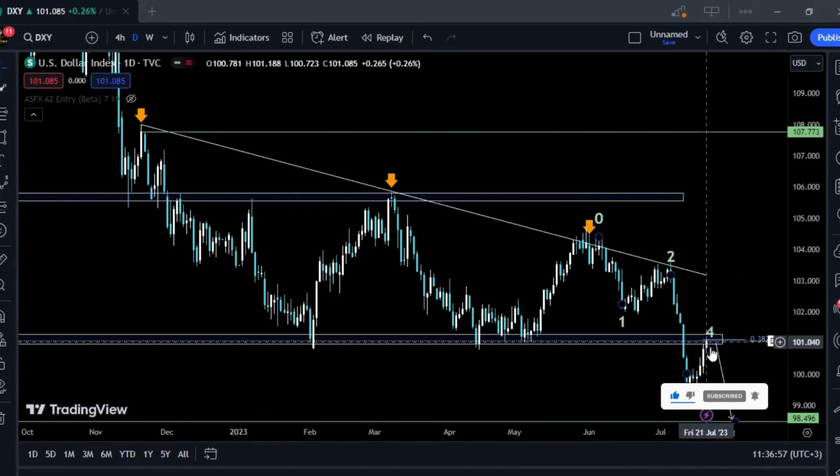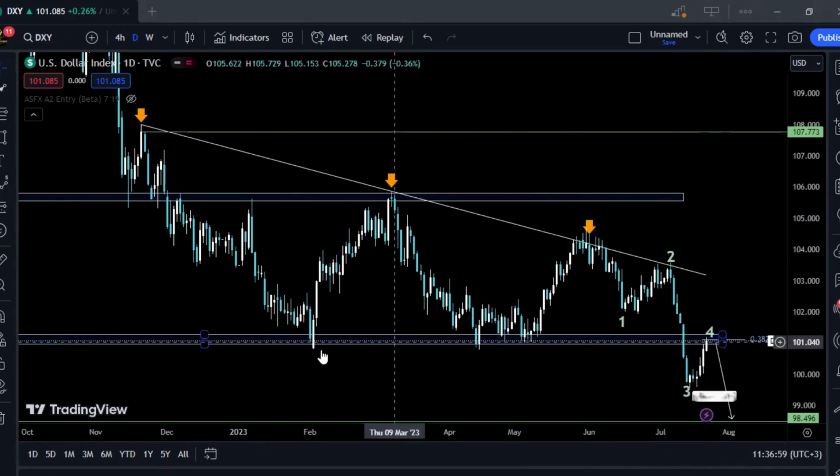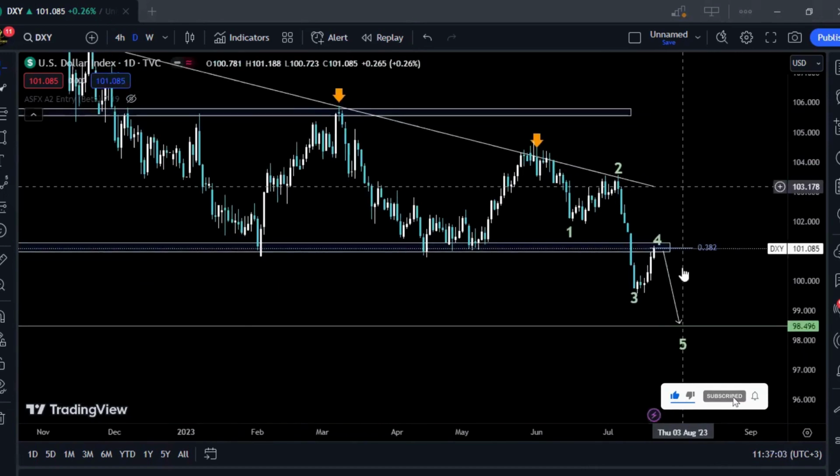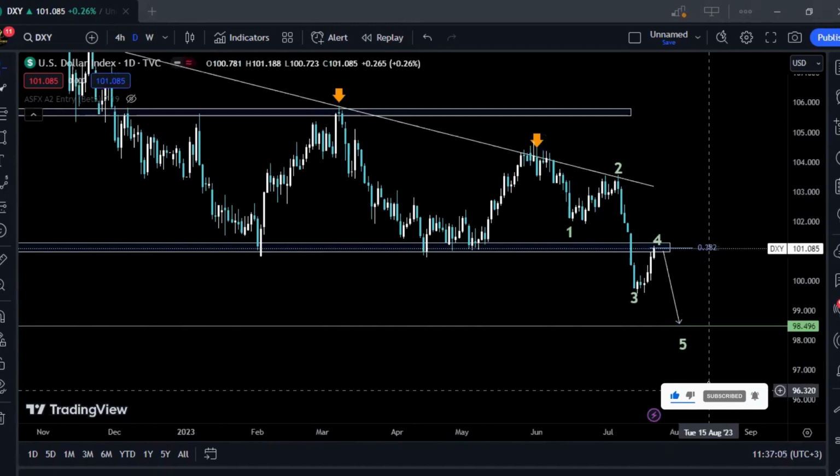So we may be seeing a continuation on the downside as prices have just broken below this low, right? So we are obviously going to continue seeing this downtrend for a while.